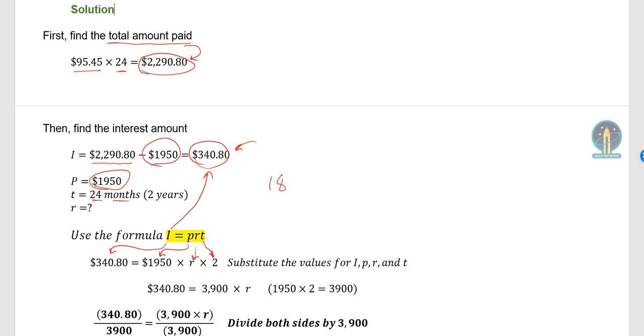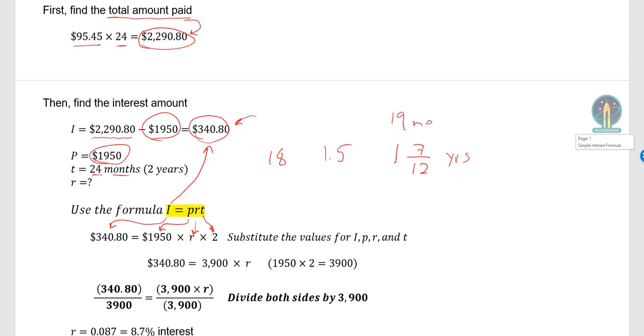So for example, 18 months would have been 1.5 years. For 19 months, that's 1 full year and some number of months over 12. This would be 7 over 12, because 1 year is 12 months, and then you have 7 more months to get 19, but the remainder is 7 over 12. So 19 months is this many years. Just a quick example to show you how to convert from other units of time to years.